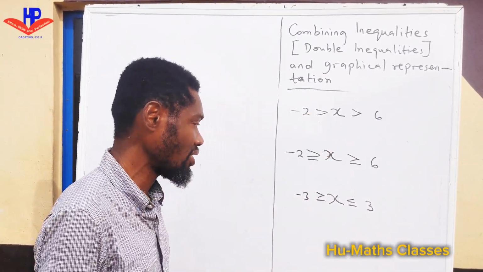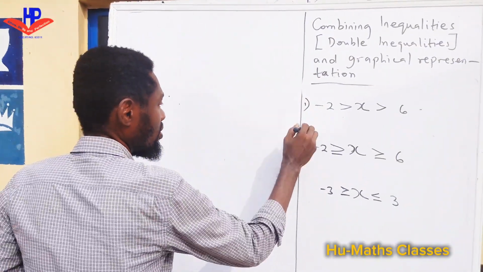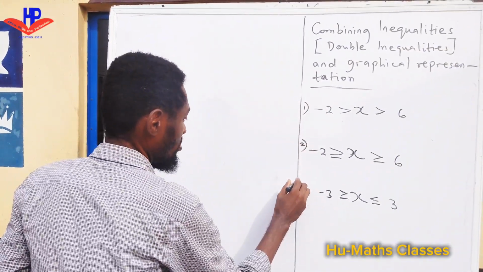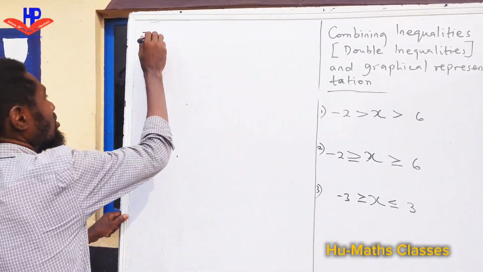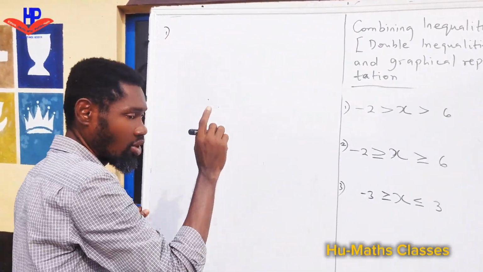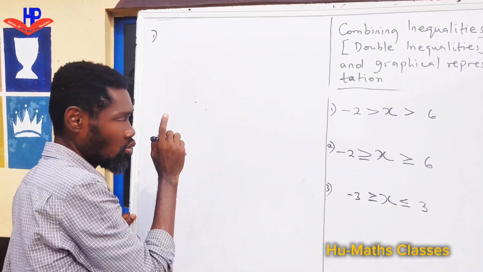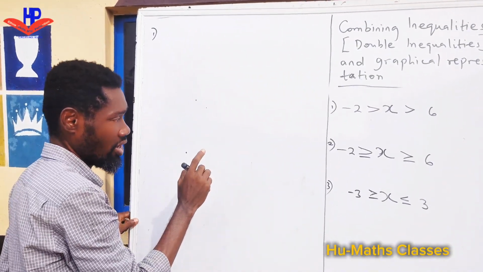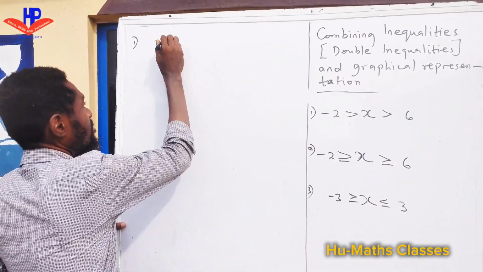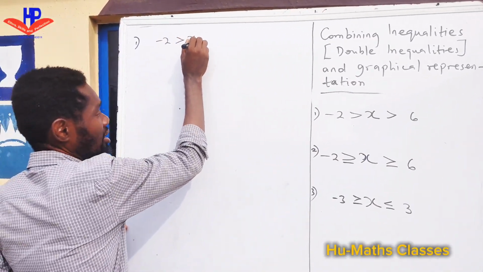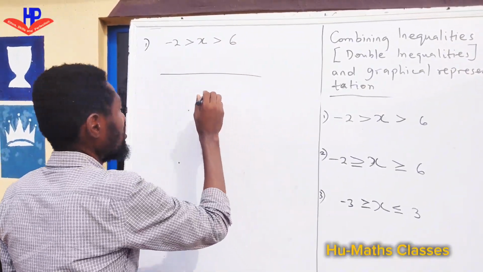How do we represent this graphically? Let's take number 1, number 2, and number 3. For number 1, we are going to use only one graph now. I've shown us how to use two graphs, but I'll be using just one graph in these three problems given to us. Draw a line.